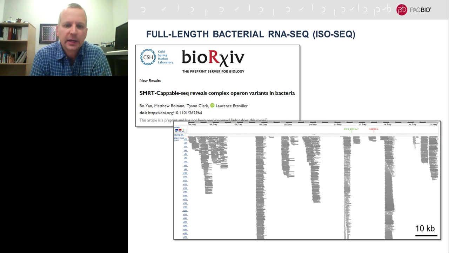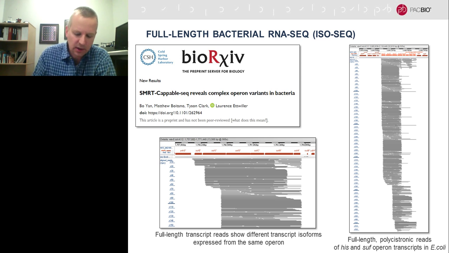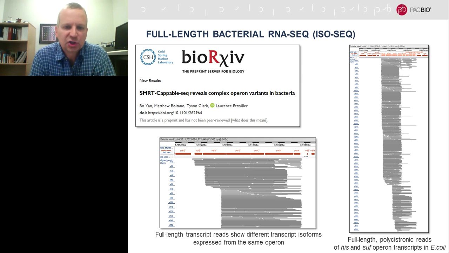What you see on the bottom is a screenshot example of a portion of E. coli. You can see the scale bar on the bottom, 10 kilobases, so this is about 120 or so kilobases of the E. coli genome. The skyscrapers that you see are the individual full-length transcript reads. You see the operons here, and the paper describes how you now have much better visibility into the dynamic structure and regulation of operon transcription. It's not the case, of course, that all the genes in a bacterial operon are transcribed in one piece. You can see very clearly on the bottom left here that the transcripts have different lengths.